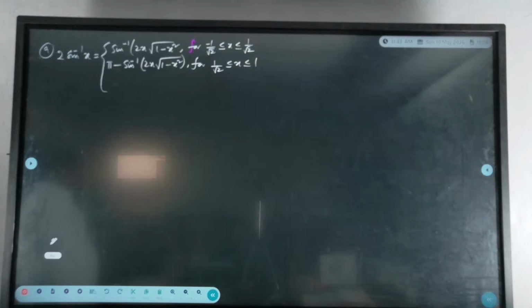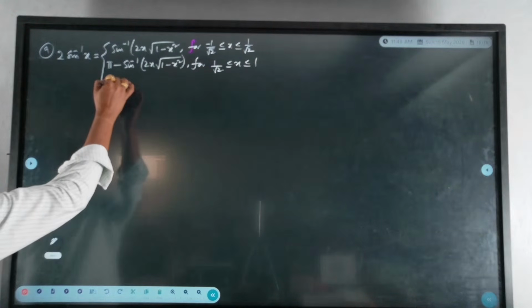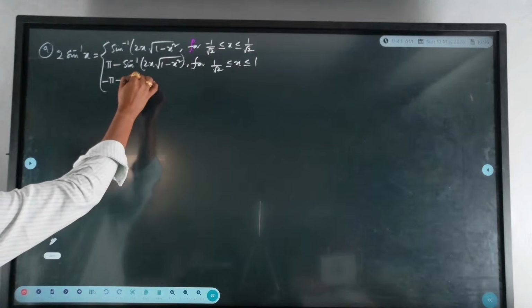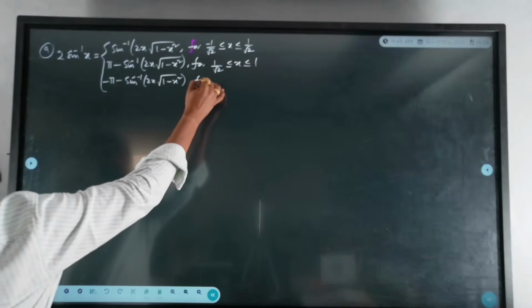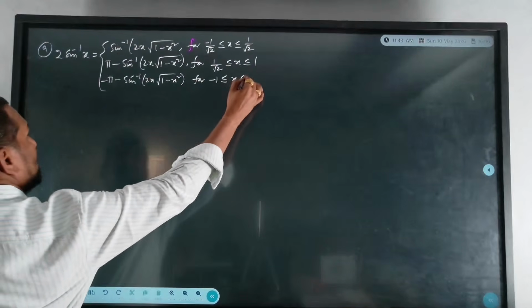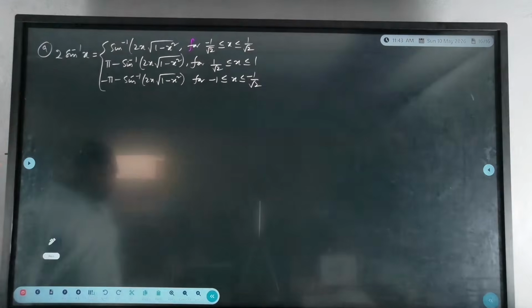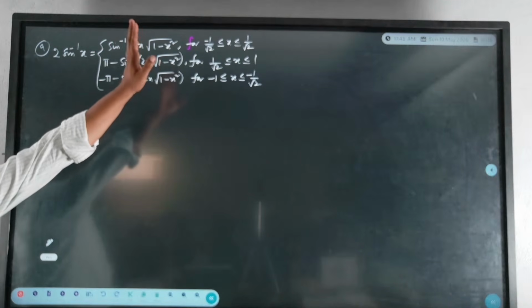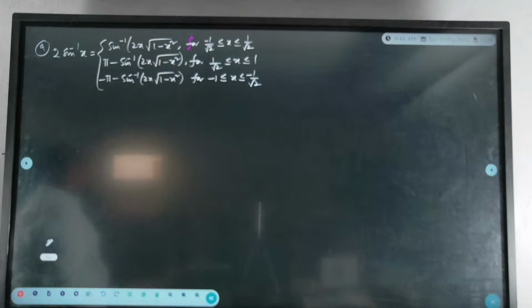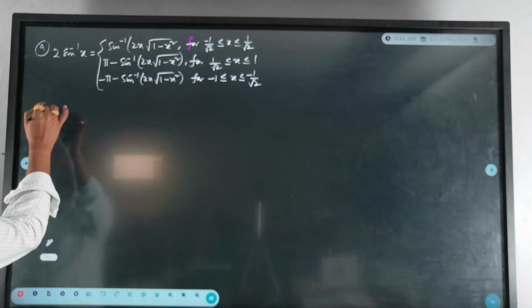because sine ranges from minus 1 to 1. Minus pi minus sin inverse 2x root 1 minus x square for minus 1 less than or equal to x less than or equal to minus 1 by root 2. The thing is, here only the first one, if necessary we have to use only the first statement, first result only. The remaining two mostly will not come in our regular exercise.